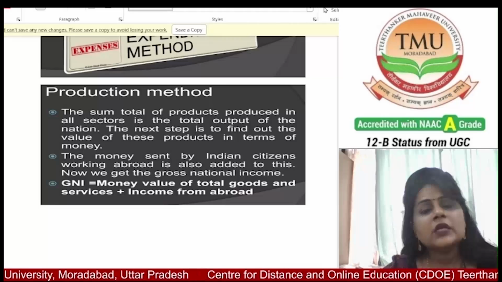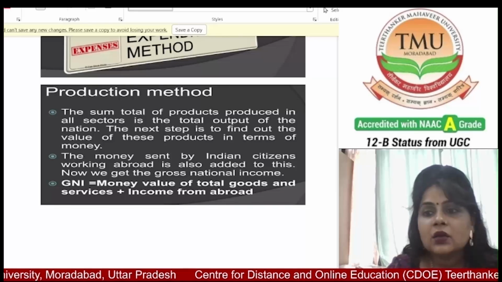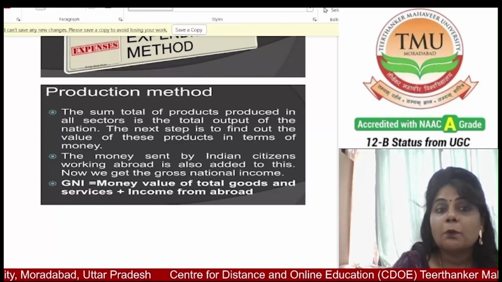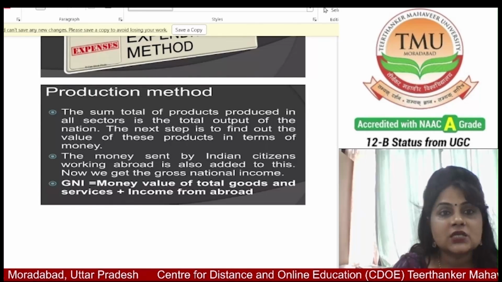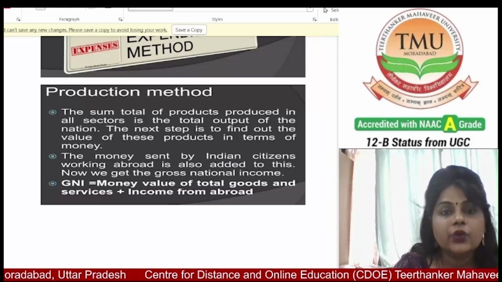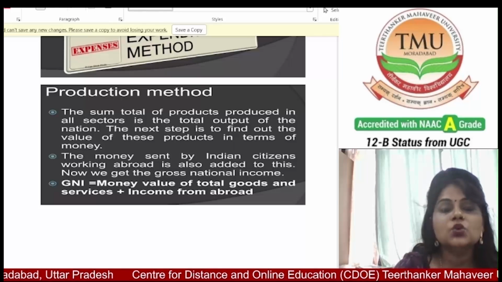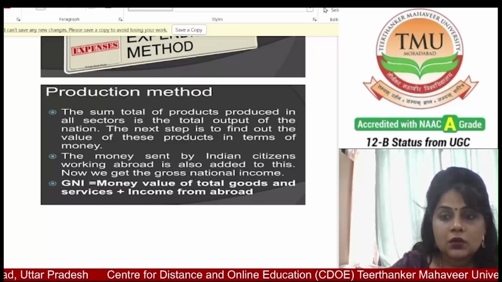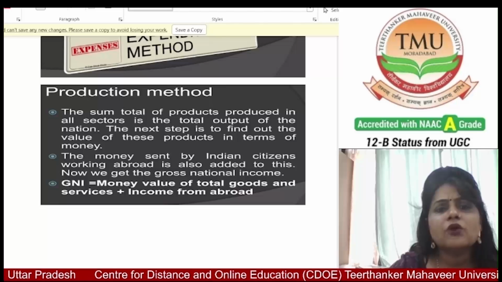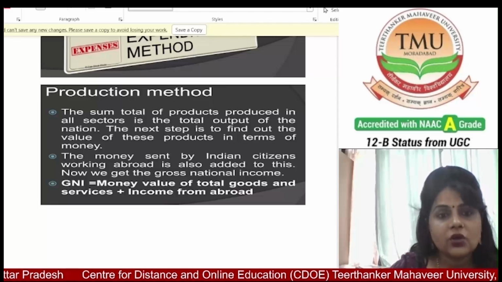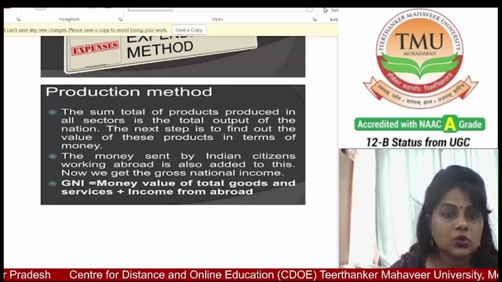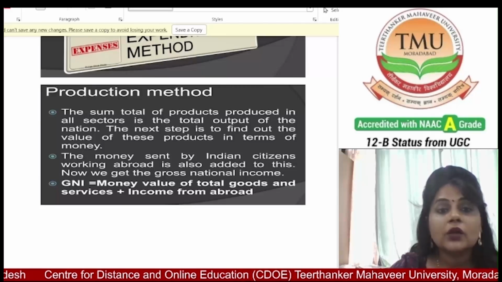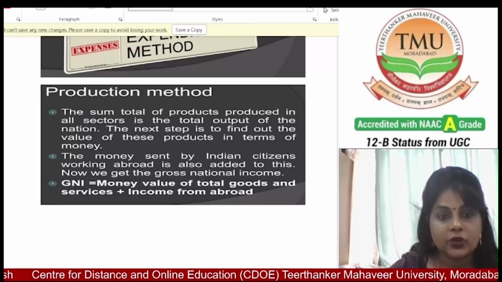The second component of this method is value of output. The value of all goods and services produced during a period of 1 year is known as the value of output. Different ways of calculating the value of output are as follows. When the whole output is sold in the year, the value of output will be equal to the total sales of the output.